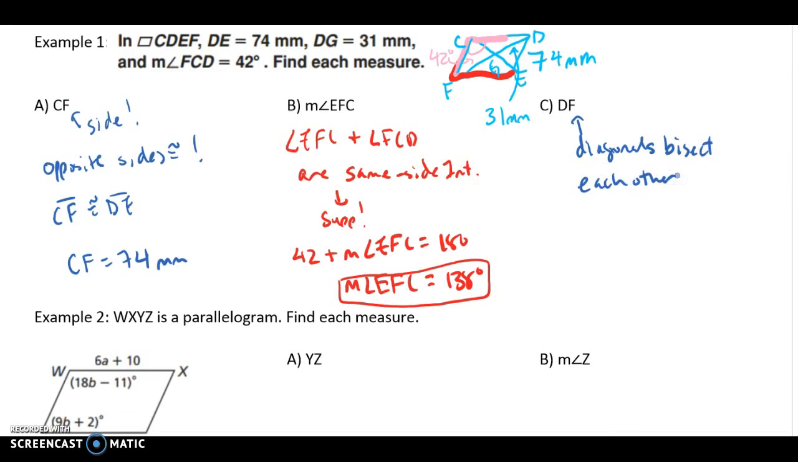Which means CE does what to that whole thing DF? Well, CE should cut DF in half, right? So that means this 31 DG is the same thing right over here, right, for GF. So DF should equal 31 plus 31 to get 62 millimeters.